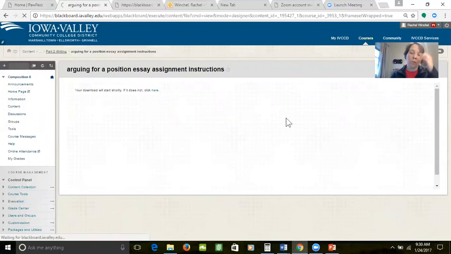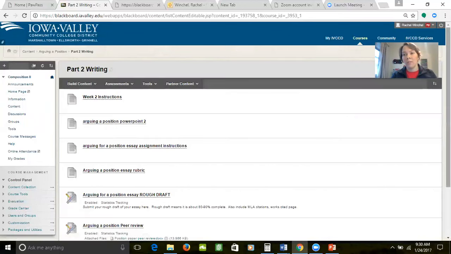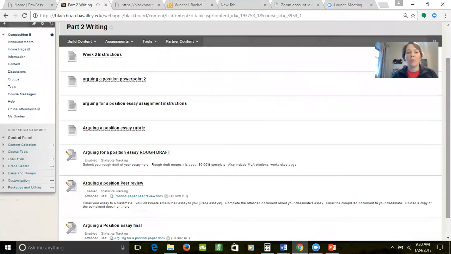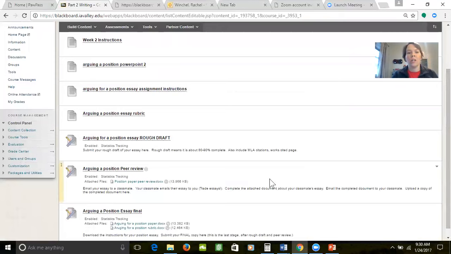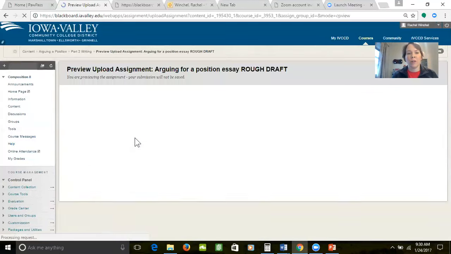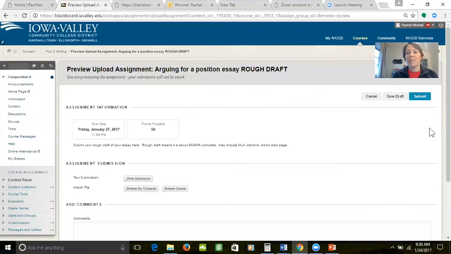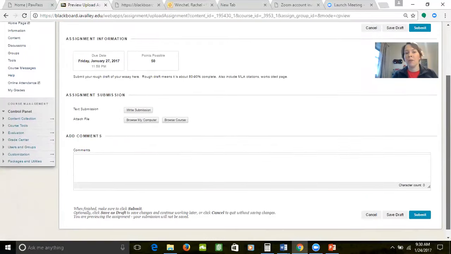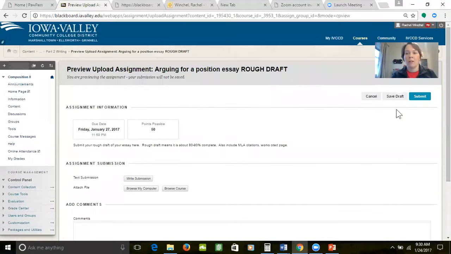Now, I like to divide our papers up into several different parts. And the first part that we're going to do is the rough draft. And like I told you, this is just to see how you write. What do we need help on? What are we doing here? So the first thing here is the rough draft, and that's not due until this Friday. And I'm going to give you till midnight to work on that. And you're going to submit it right there.